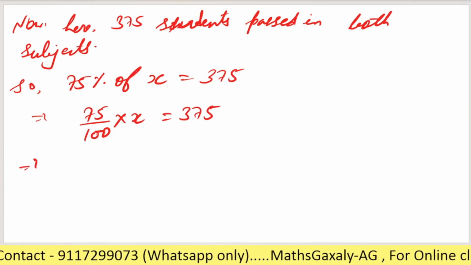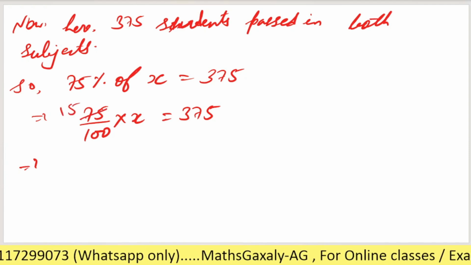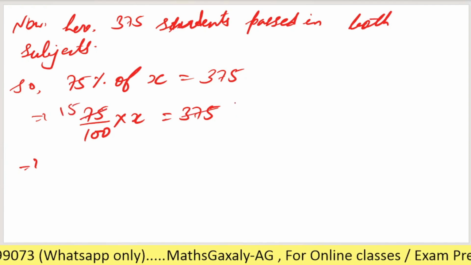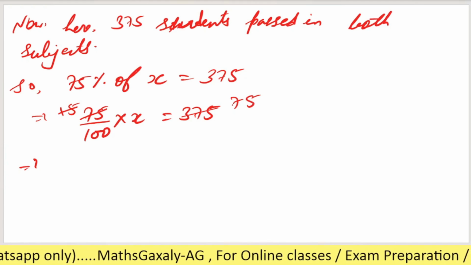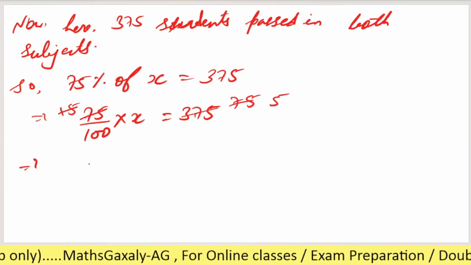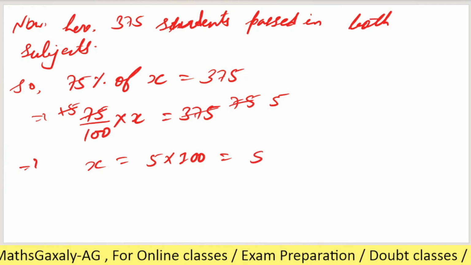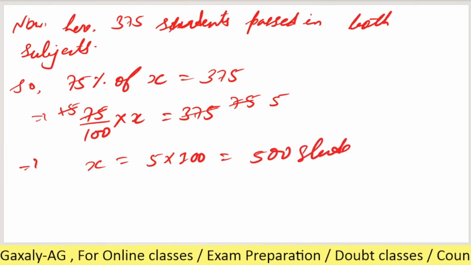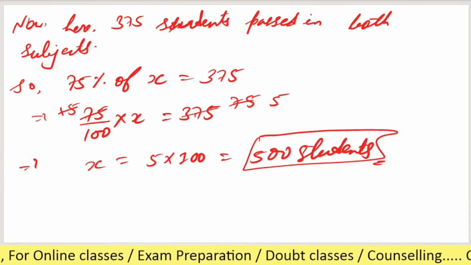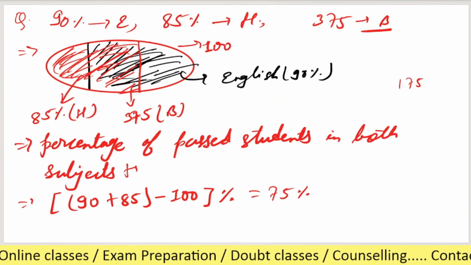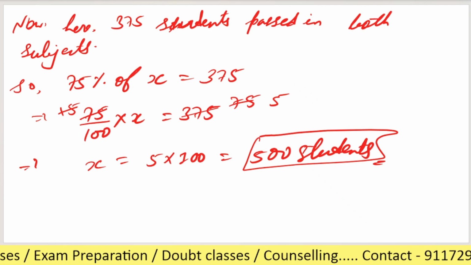Now let's do it. 5 ones are 5, 5 fives are 25, 5 sevens are 35, 5 fives are 25. It is 5 times, right? So x equals 5 into 100, which means 500 students. There are 500 students in total. You have to find the total number of students, so it will be 500.